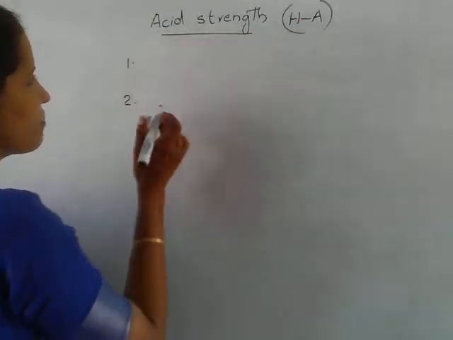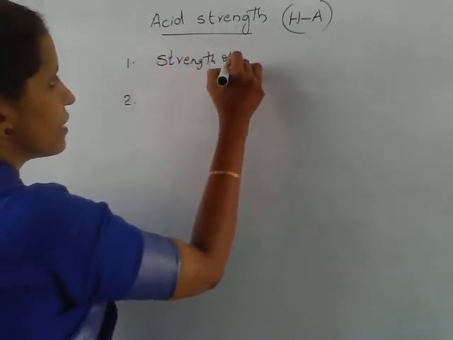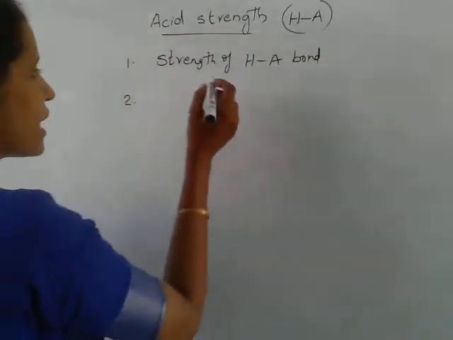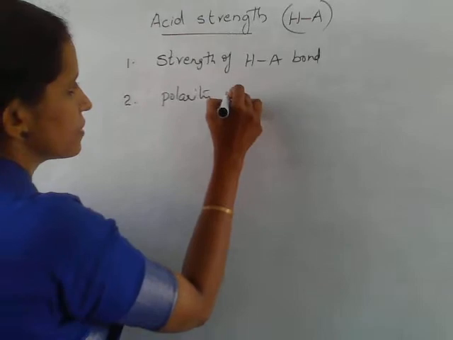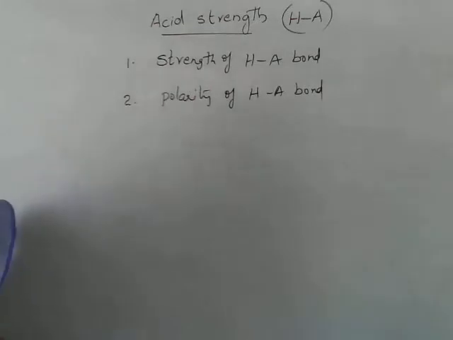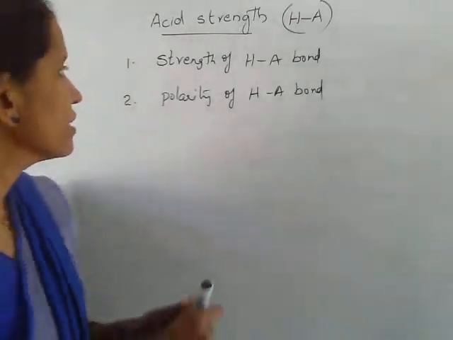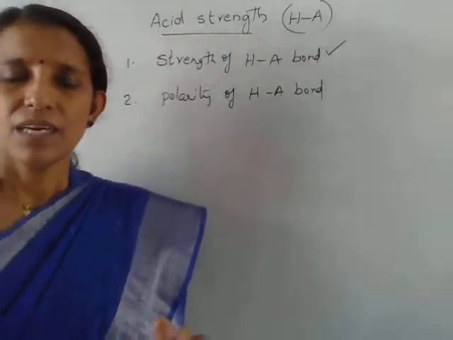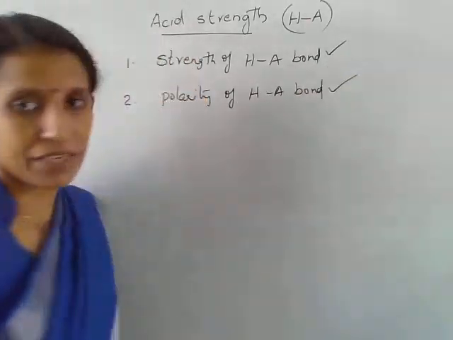The strength of this acid depends upon the strength of the HA bond. The second factor is the polarity of this bond, the HA bond. In the case of acids formed by elements of one group in the periodic table, strength of the HA bond is the determining factor. For acids formed by elements which belong to a period in the periodic table, polarity of the HA bond is the determining factor.